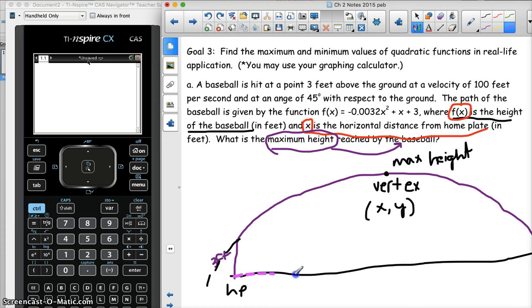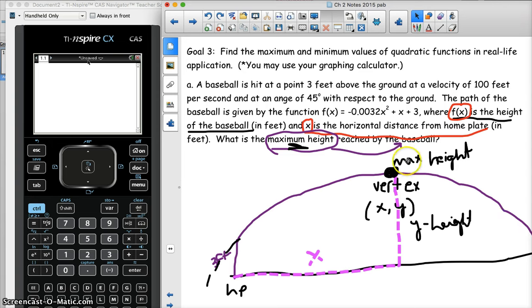So this dashed line that I'm drawing represents the distance the ball traveled from home plate, and this vertical dashed line that I'm drawing, let's just pretend that I lined it up perfectly with my max point, would represent my height, which is what we've been asked to solve for. So we can say, after analyzing our picture, that the y-coordinate of the vertex represents our maximum height. And I want to show you how to find that by using your graphing calculator.